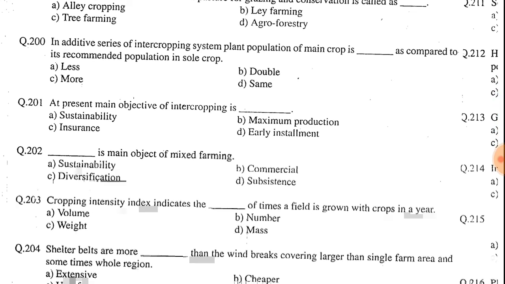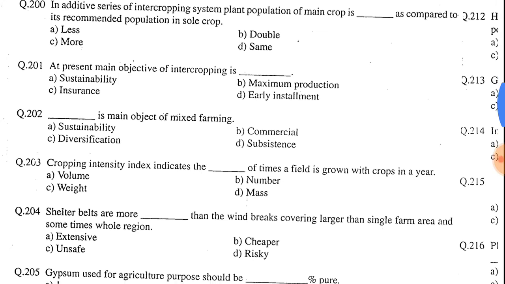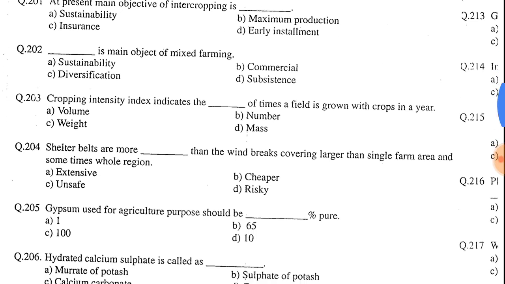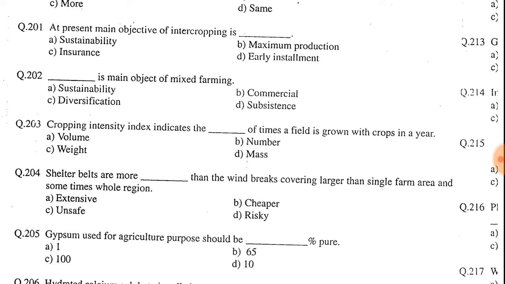Question 201. A present main objective of intercropping is maximum production. 202. Subsistence is main object of mixed farming. 203. Cropping intensity index indicate the number of times a field is grown with crops in a year. Question number 204. Shelter belts are more extensive than the windbreaks, covering larger than single farm area and sometimes whole region. 205. Gypsum used for agriculture purpose should be 65% pure.